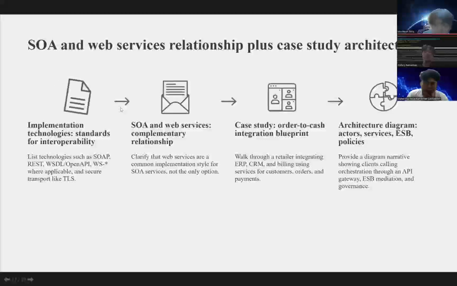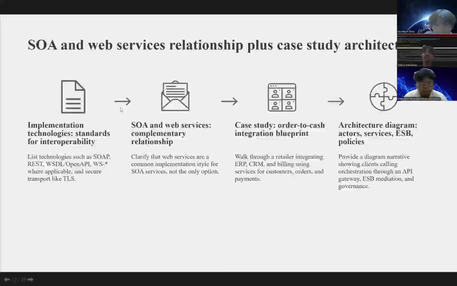And last is architecture diagram. In the architecture, users interact through applications that access services via an API gateway. Requests are routed through the ESB, which coordinates communication among business services, while governance policies ensure security, monitoring, and compliance.